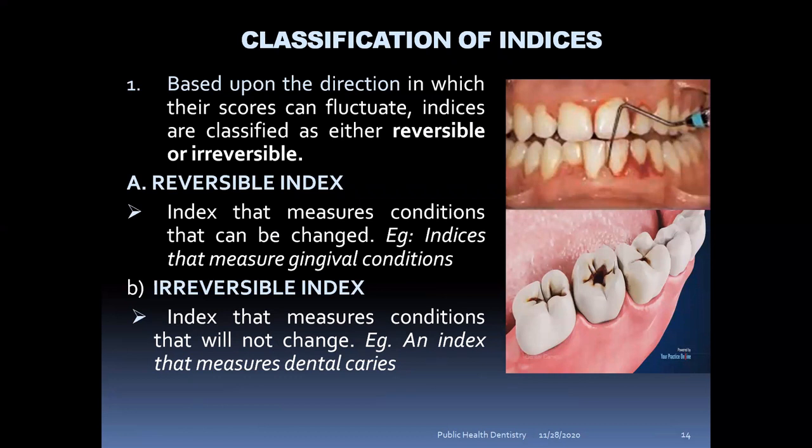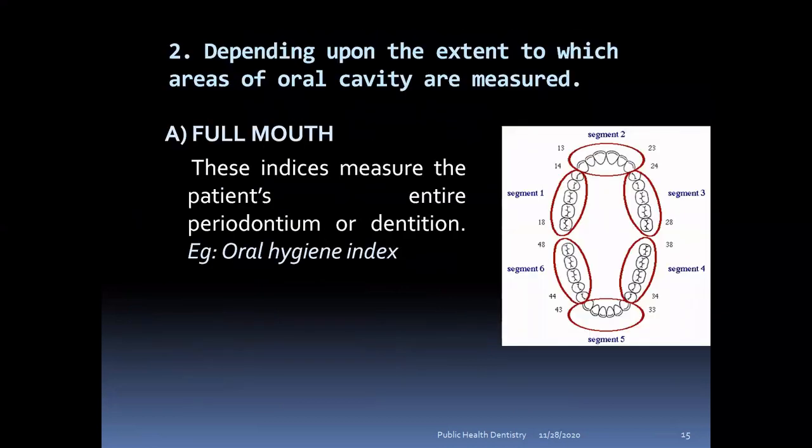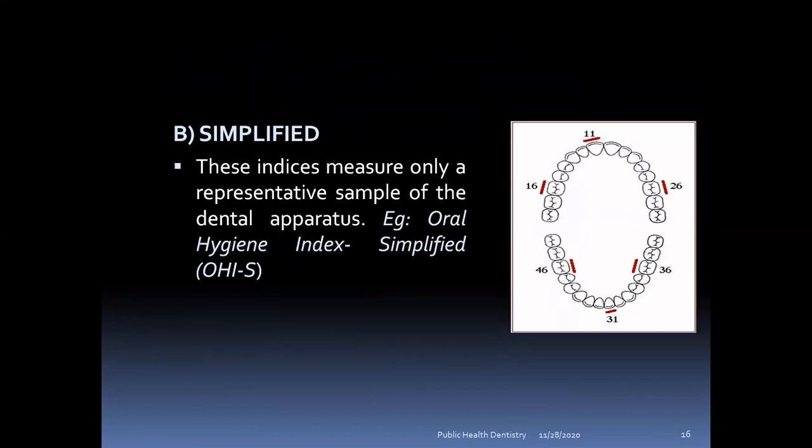If you're talking about irreversible indices, like if the patient has dental caries, it can't be reversed. So it is an irreversible index because that condition can't be reversed back. Moving further, depending upon the extent to which areas of the oral cavity are measured, there are full mouth indices, like the OHI index, in which we have to record all 32 teeth. Whereas a simplified index, like OHI-S, has only 6 index teeth. So OHI-S is an example of a simplified index in which we have to record only 6 teeth.